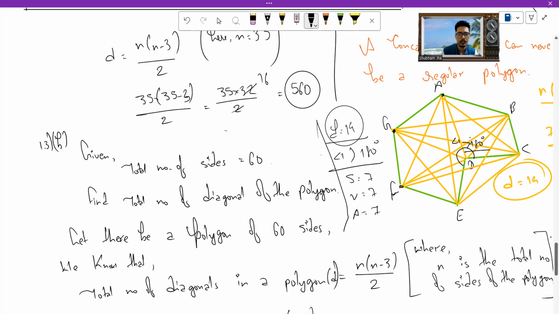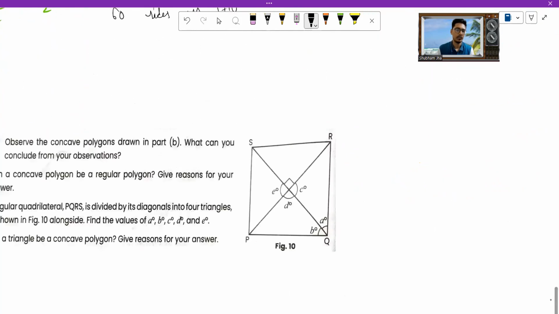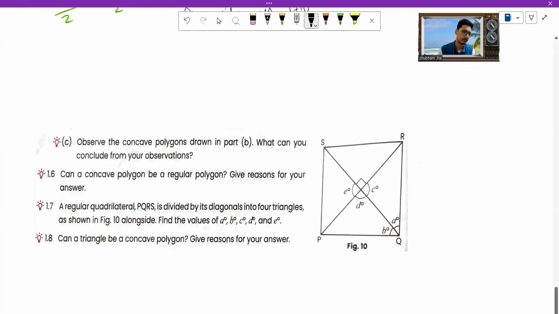Each vertex is connected to 4 non-adjacent vertices. Okay, this is one of the observations. For the rest, if you find any other observation, please let me know in the comment section.